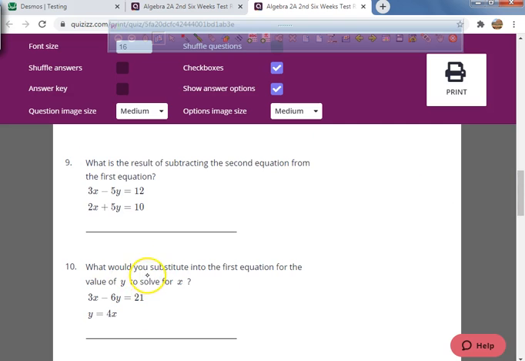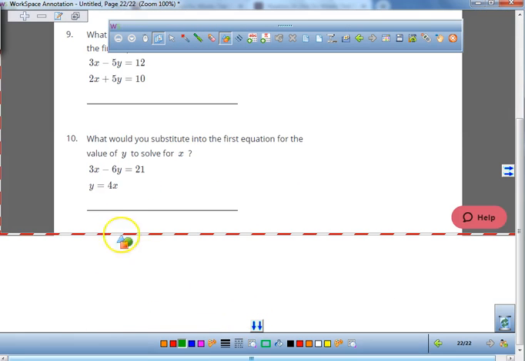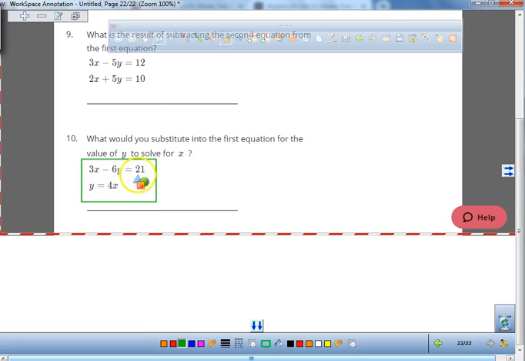It says, what would you substitute into the first equation for the value of y to solve for x? So here's what I'd like you to do. You don't have to write down all of it, but this right here is important. So write that down. 3x minus 6y equals 21. y equals 4x.